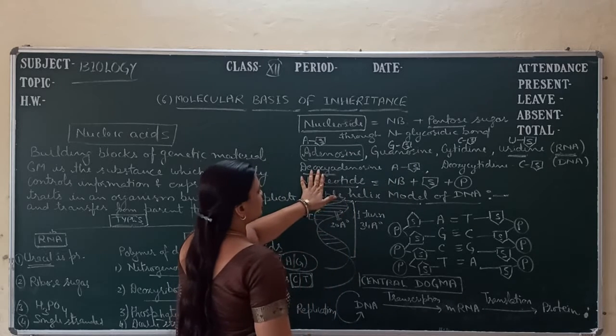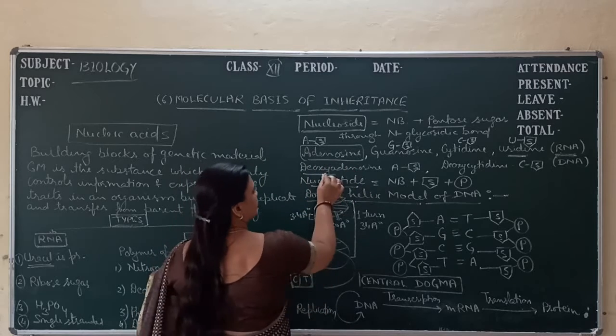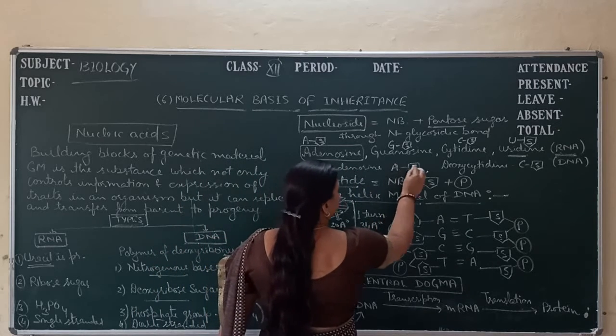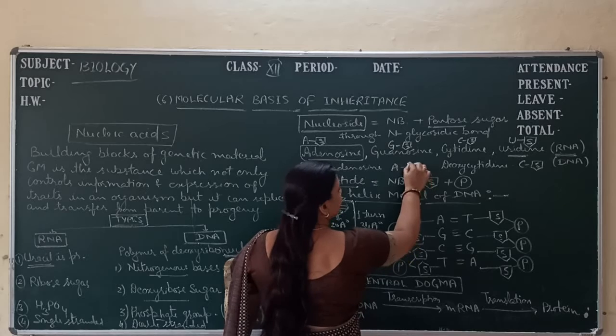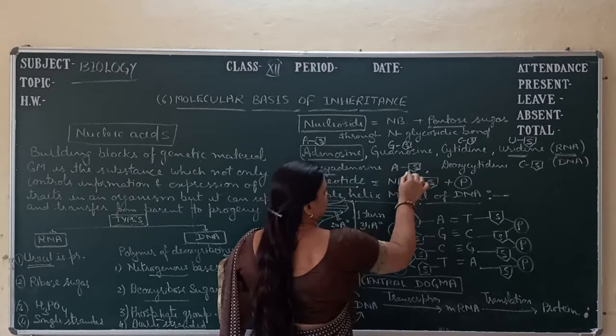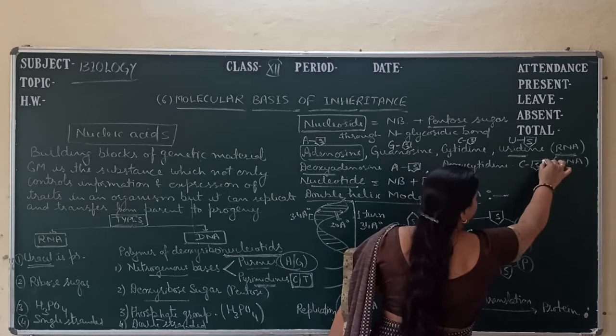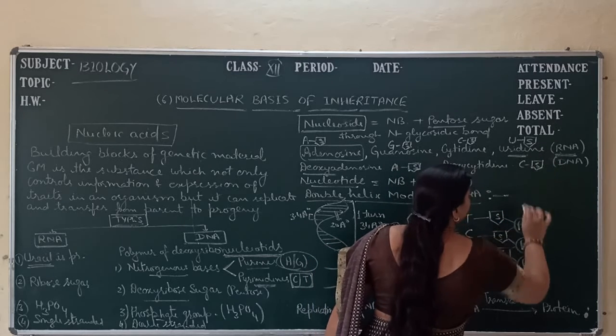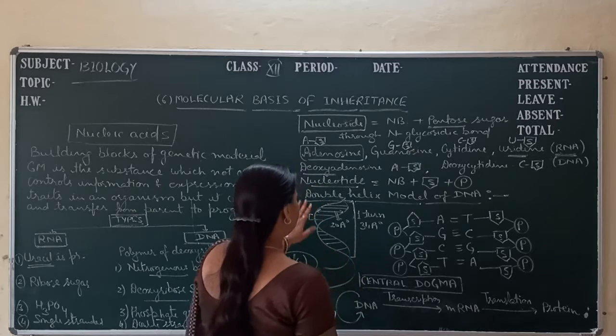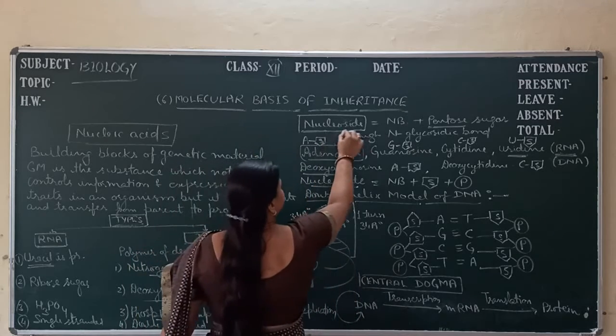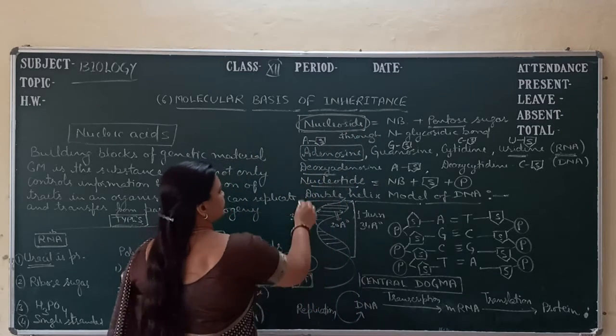So they are known as deoxyadenosine. Deoxyadenosine means adenine with a pentose sugar, but deoxyribose sugar. And deoxycytidine means cytosine joined with the deoxyribose sugar. Like this, these are the nucleosides. Now what are nucleotides?